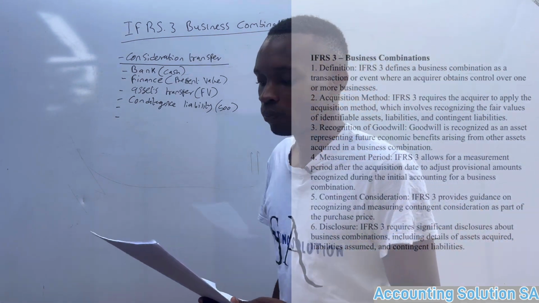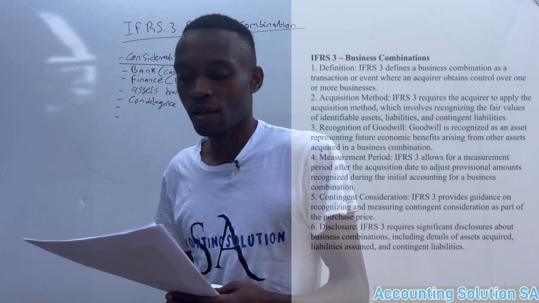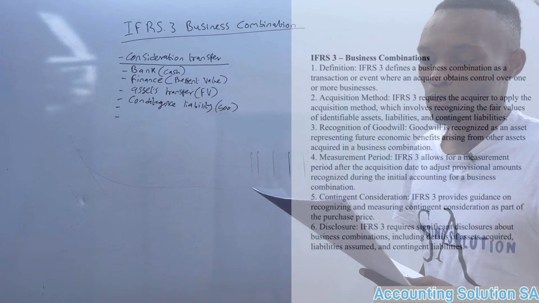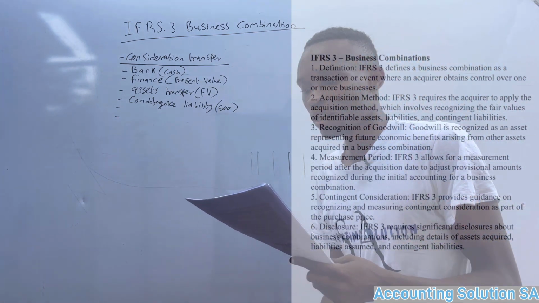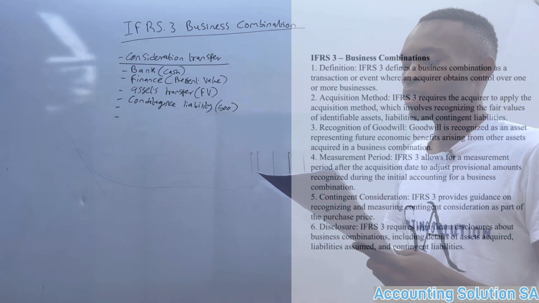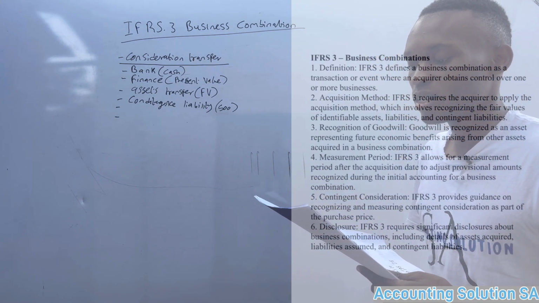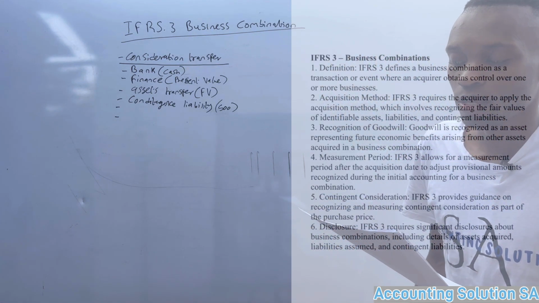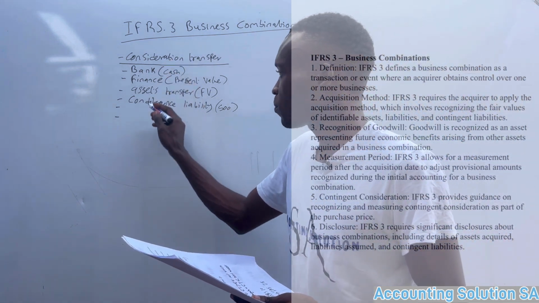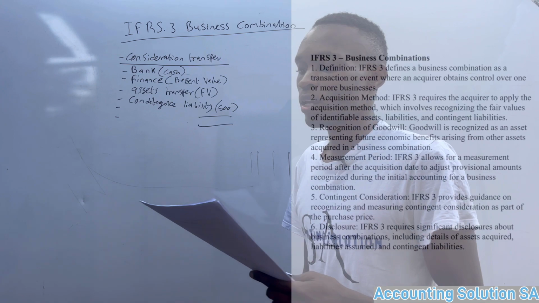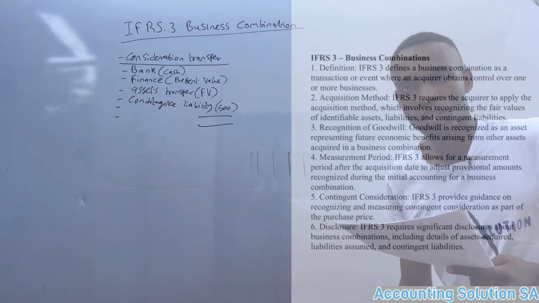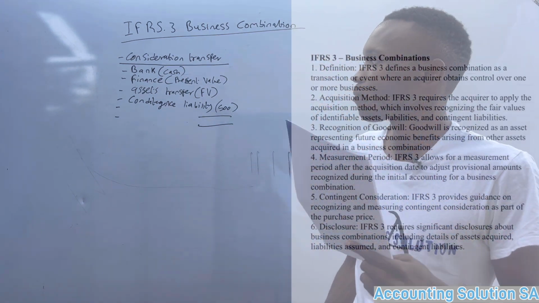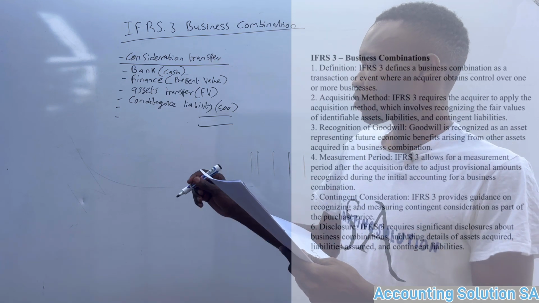In order for you to recognize a business combination after all this consideration transfer, you have to proceed to the acquisition method. IFRS 3 requires an acquirer to apply the acquisition method, which involves recognizing the fair value of identifiable assets, liabilities and contingent liabilities. In other words, after you have obtained the total of consideration transfer, now you have to use the acquisition method in order to calculate whether it's goodwill or a gain from bargain purchase. Okay, this is what you are going to do now.